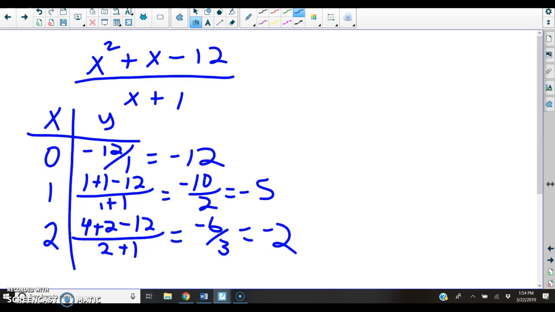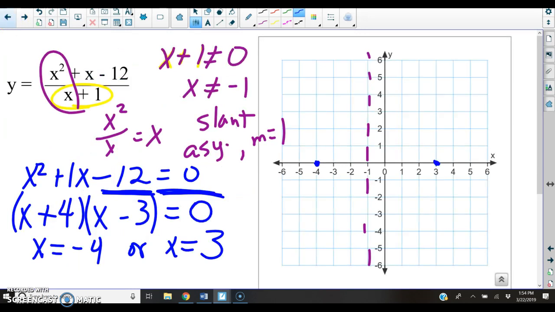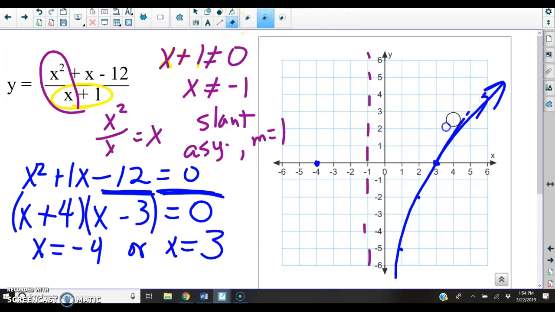The 0, -12 is going to be hard for me to graph, but there's 1, -5 and 2, -2, and I think I have a pretty good idea. So eventually this is going to have a slope of 1. Where exactly, I'm not sure. That's why we have decimals.